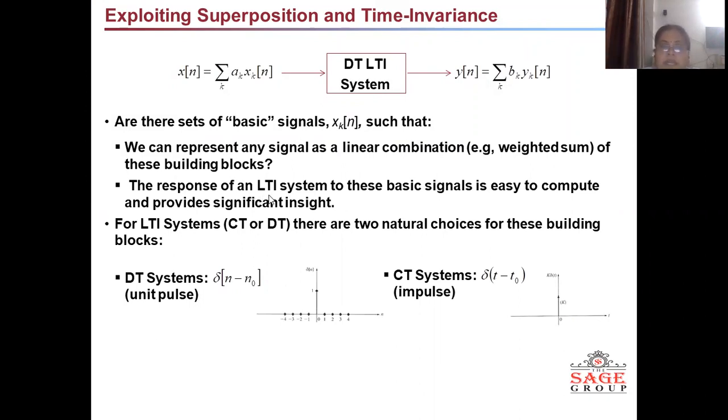The response of an LTI system to these basic signals is easy to compute and provides significant insights. For an LTI system, there are two natural choices for these building blocks. Here, for discrete time systems, we have taken the unit impulse function, so delta[n] shifted by n naught. Whereas in continuous time systems, we take the impulse with n replaced by small t, which represents continuous time signals.